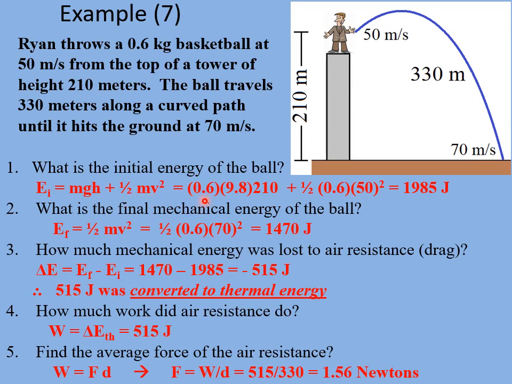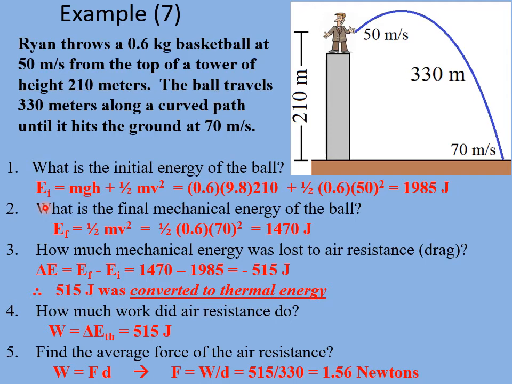We can plug in all the numbers. Here's the mass of the ball, here's g, here's the height of the tower, the mass of the ball again, and then this is v, the velocity of the ball. These are all given to us. So we can crank all this out on our calculator, and we get 1,985 joules. Question number 2, what is the final mechanical energy of the ball?